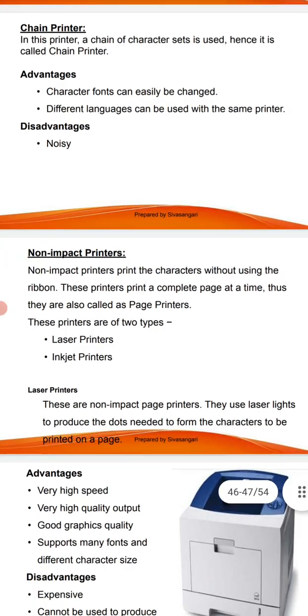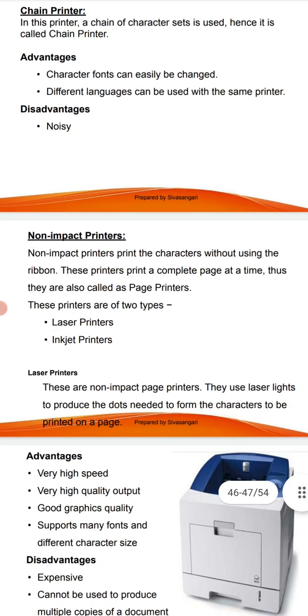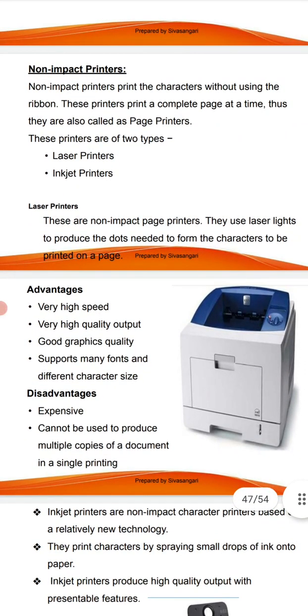Next one is non-impact printer. Non-impact printer prints the character without using the ribbon. This printer prints a complete page at a time and thus it is called a page printer. There are two types of printer. One is laser printer, another one is inkjet printer. First one is laser printer. These are non-impact page printers.